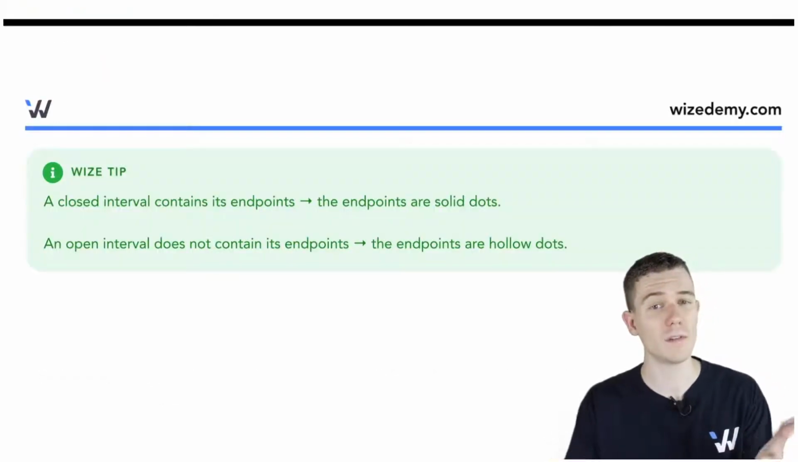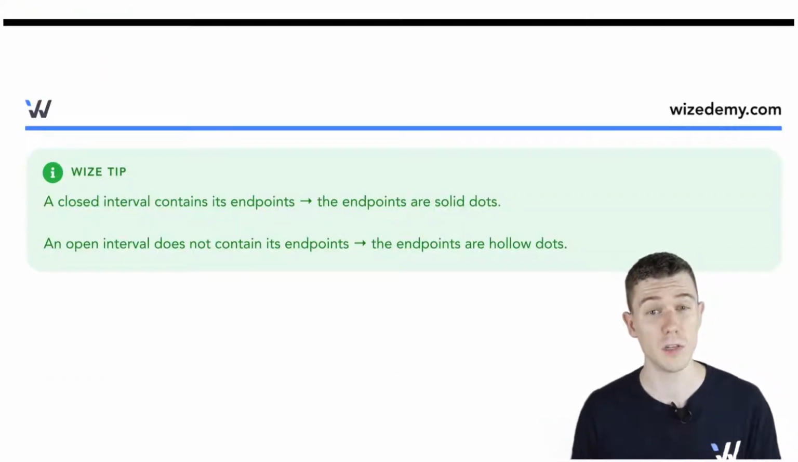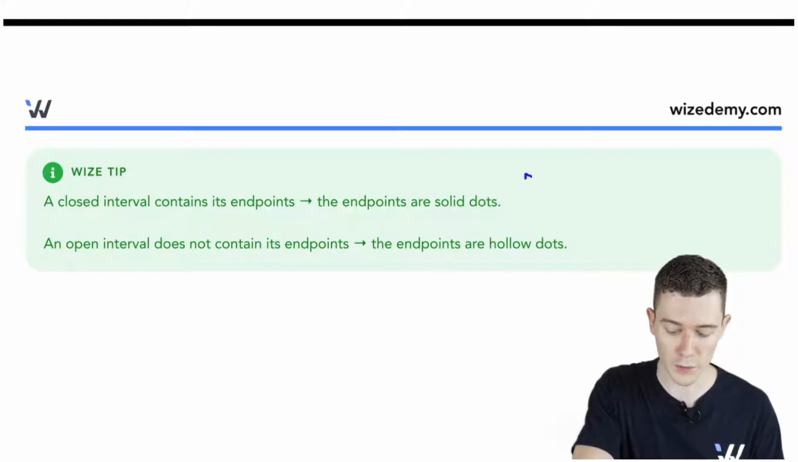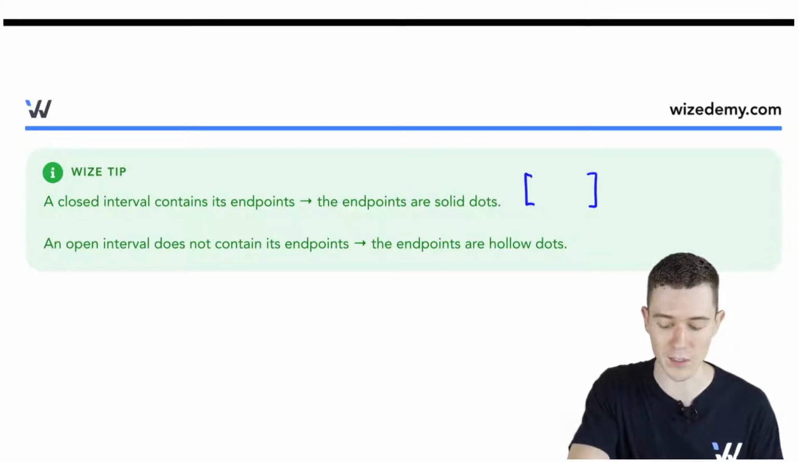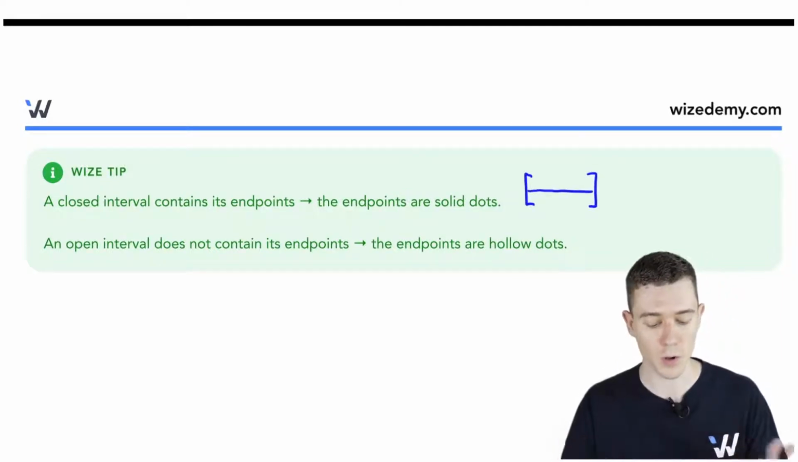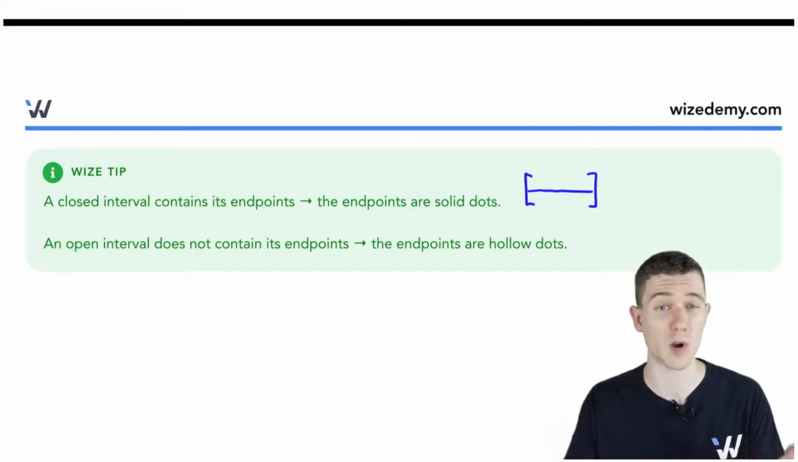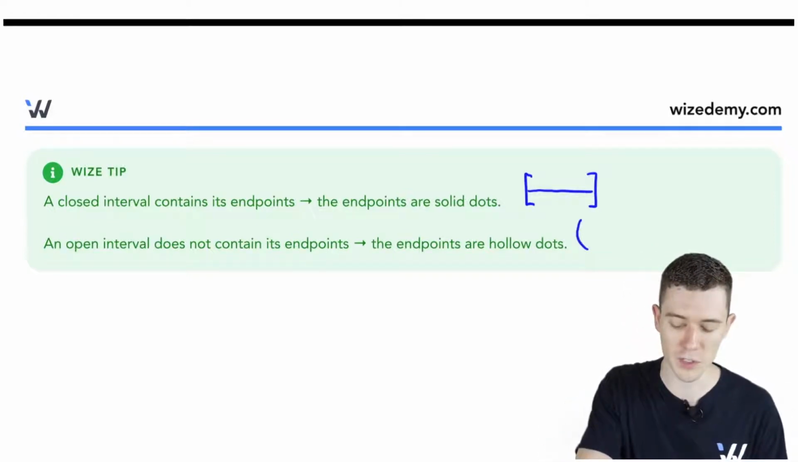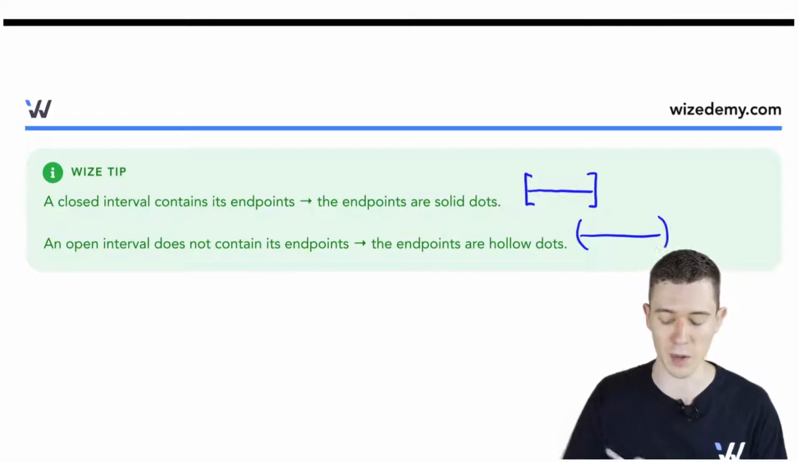So anytime graphically you want to represent a closed interval, use solid dots, or alternatively, you can even use those brackets on the number line. Whereas with open intervals, we use open dots or hollow dots. Of course, you can always just use parentheses on a number line as well.